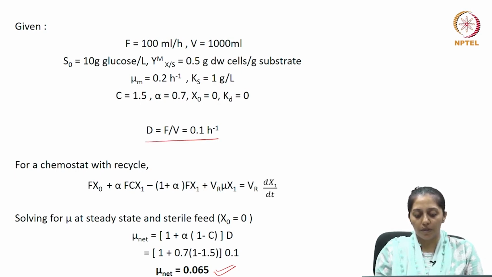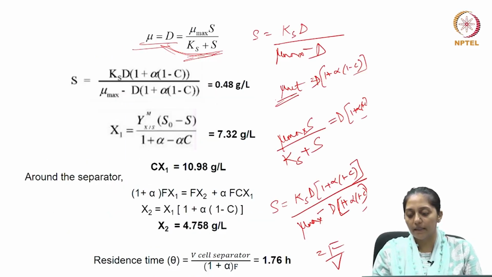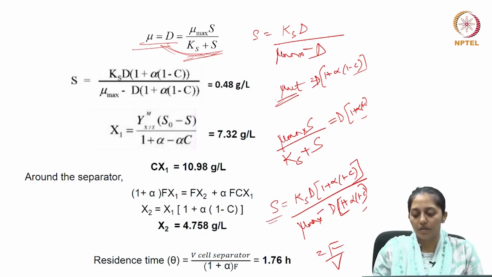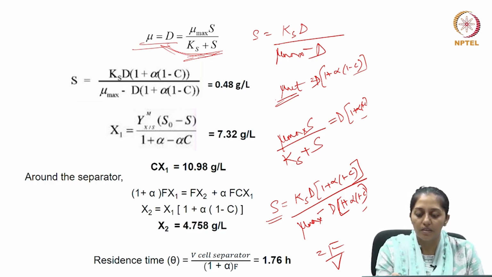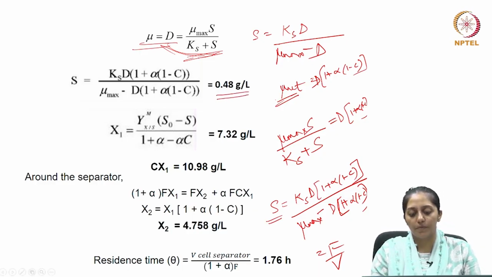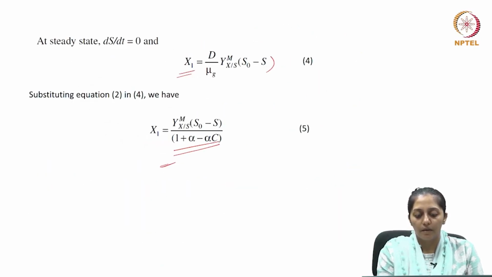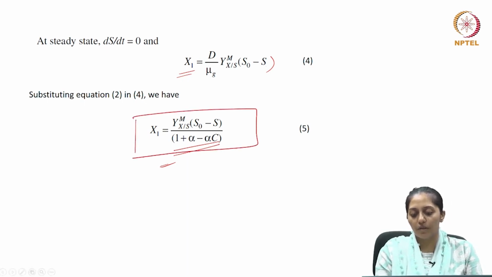Now, once we know the dilution rate, we have also calculated mu net, and then we can calculate the substrate concentration as well. So, the substrate concentration calculated using these terms comes out to be 0.48 grams per liter. Now, using the residual substrate concentration, if you remember, by substrate balance we determined at steady state the expression correlating biomass with the substrate concentrations.